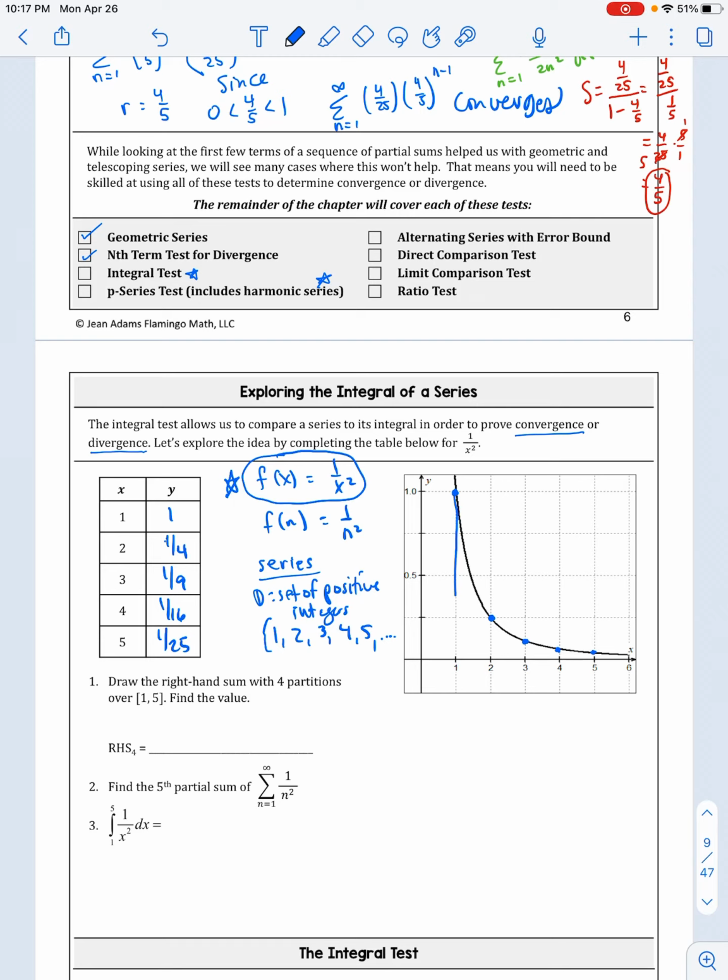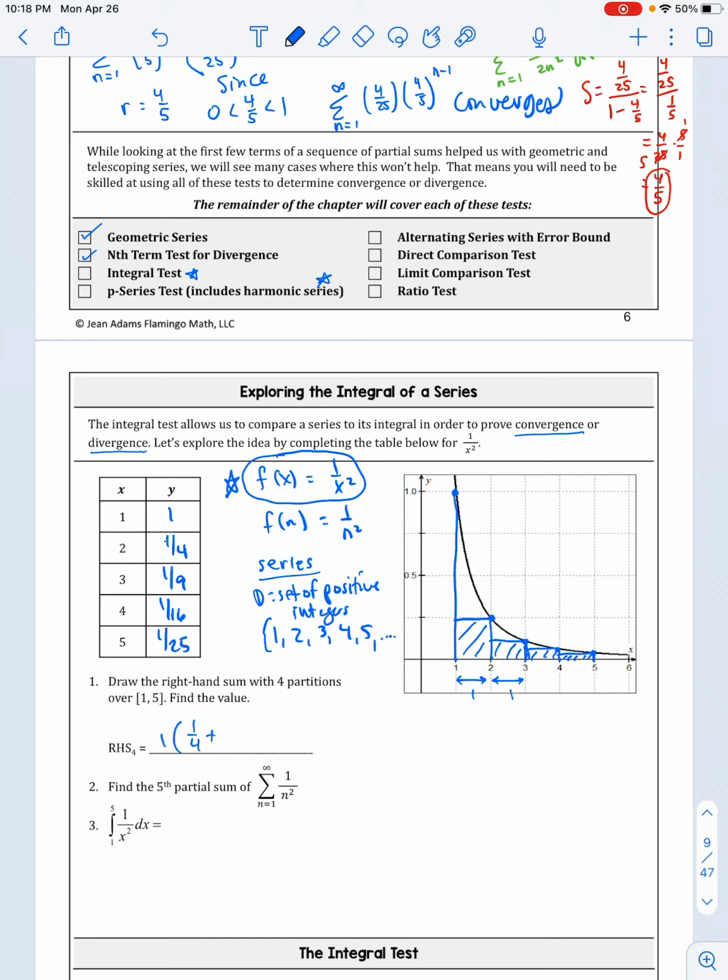And so what it wants us to do is draw the right-hand sum with 4 partitions over 1 to 5. So if I'm starting out here, this is my starting point at 1, and I'm going from 1 to 5. If I'm doing a right sum, I would go here and calculate this area. I would go here and calculate this area. I would go here and calculate this area. I would go here and calculate this area. Each one of these has a width of 1.